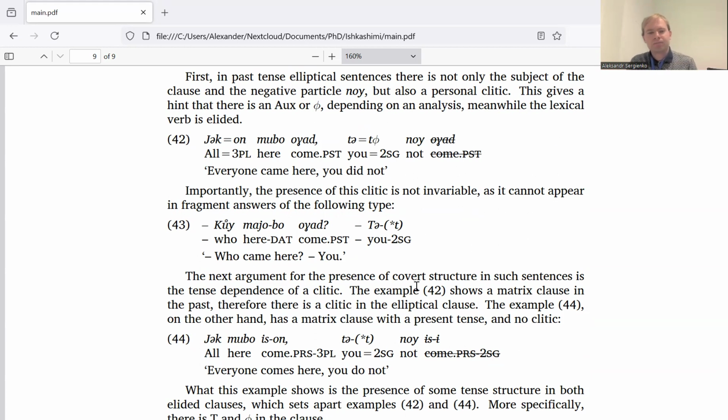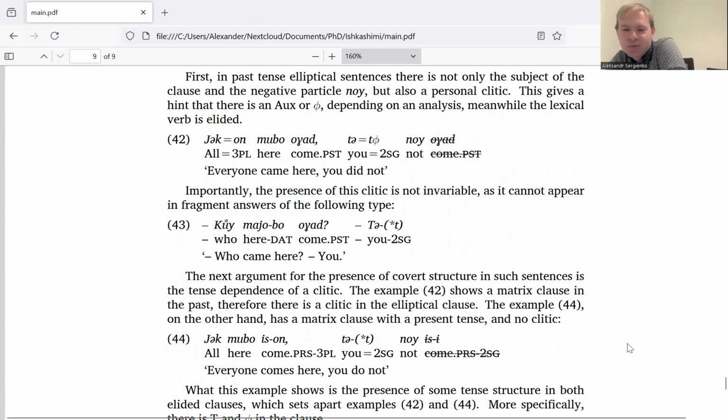It's like in 43. So in some languages there is a phonological requirement, that there are some weak pronouns and you need to switch to a strong pronoun. And apparently t is a strong pronoun by itself already. So you just say here t and not tit in 43. And the next argument for the presence of covert structure in such sentences is the tense dependence of a clitic. In my view, it's even more elegant than the first.